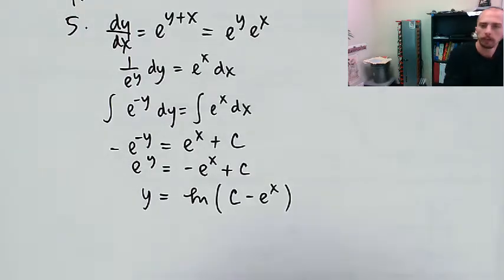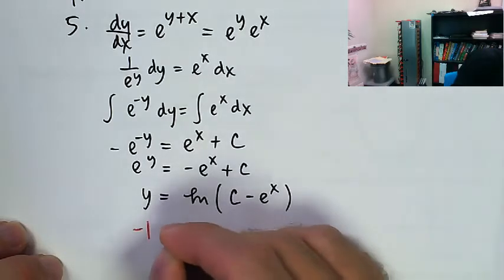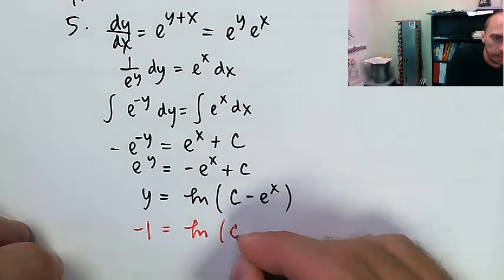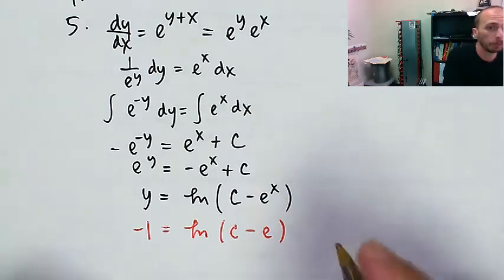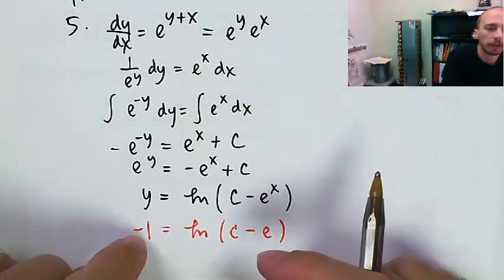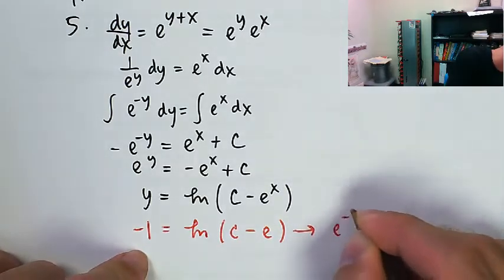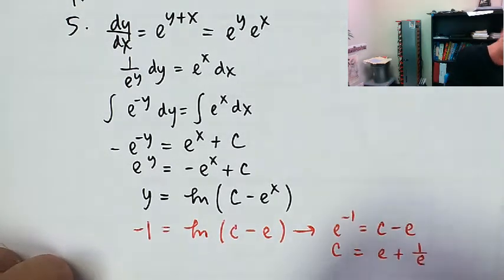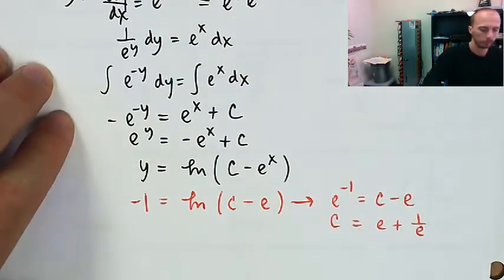Now I'm going to use the initial condition they gave me. That's going to be when x is 1, y is -1. Okay, so -1 equals the natural log of c minus e to the first. Well, this one could end up being a little weird. What I'm going to do is take e to the power of both sides to get rid of that natural log, right? And so I'm going to have e to the -1 equals c minus e. So it looks to me that c is, I'm going to add that e over there, e plus 1 over e. I'm sure there's a way that we could simplify that more, but we don't need to.